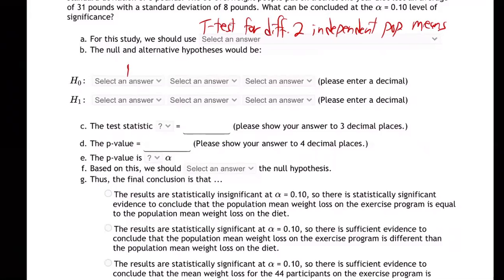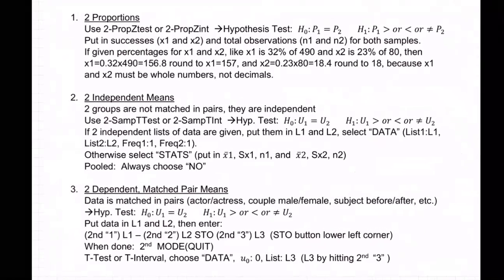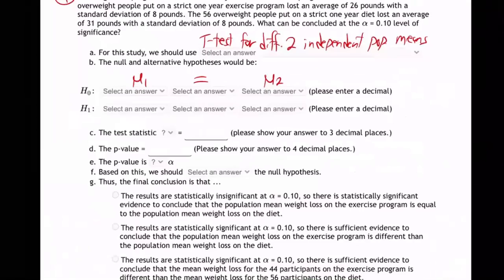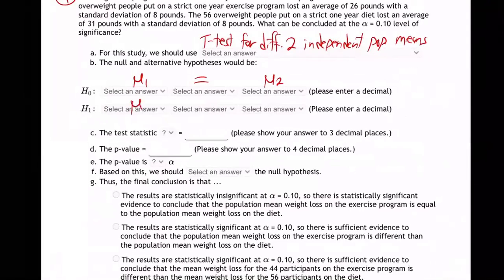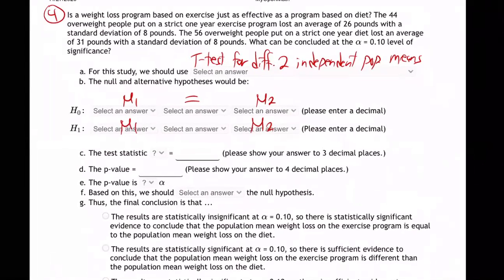Let's go on down. So this is going to be mu1 equals mu2. They tell us that right in the notes, right? I'm just looking right here in the notes. H0: mu1 equals mu2, and H1 greater, less, or not equal between mu1 and mu2. Okay. Now, which one is it for H1? Is it greater, less, or not equal between mu1 and mu2 here?